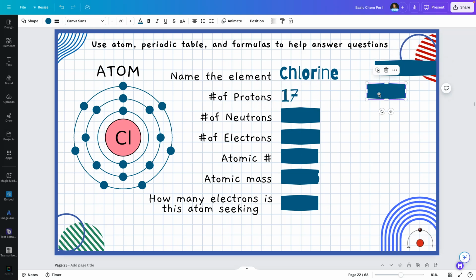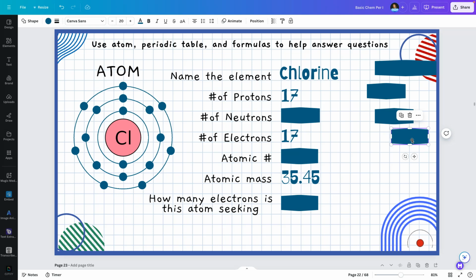Good, because protons equal the atomic number. What else do protons equal? Electrons. So we know that the electrons are 17, right? How do we figure out the neutrons? Subtract the atomic mass from 17. So what's the atomic mass? 35.45. Is that one right? Yeah. So what's my number of neutrons? Good.